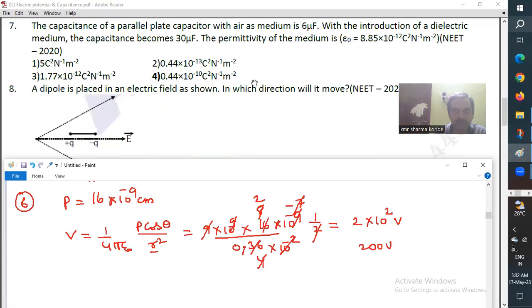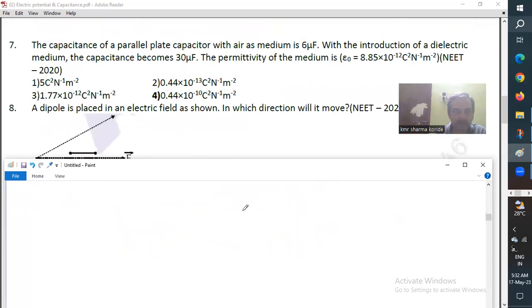Moving to question number 7. The capacitance of a parallel plate capacitor with air as medium is 6 microfarad. With the introduction of a dielectric medium, the capacitance becomes 30 microfarad. The permittivity of the medium is asked, where epsilon naught is the absolute permittivity of free space. It is 8.85 into 10 to the power of -12 coulomb square Newton inverse meter square inverse.